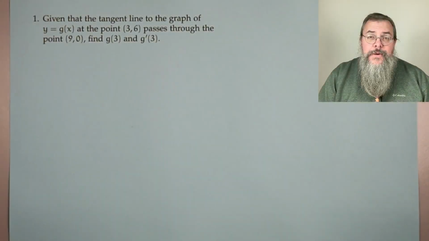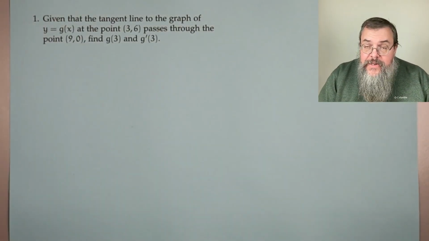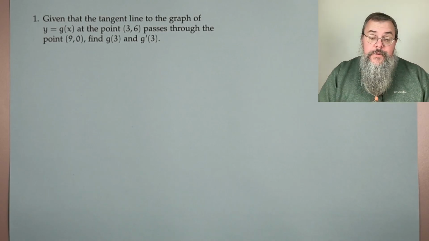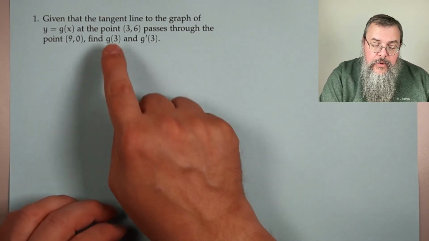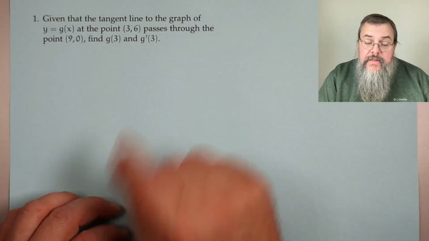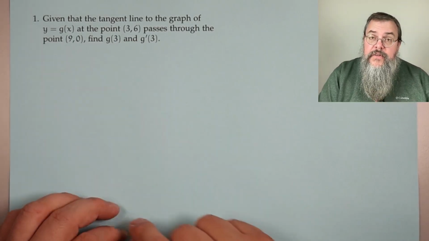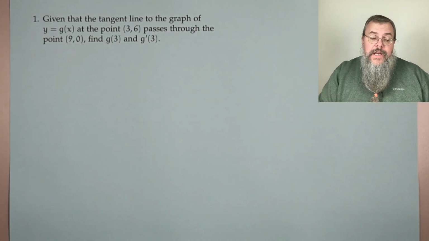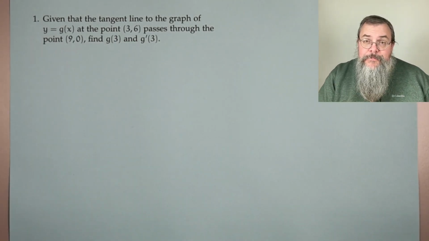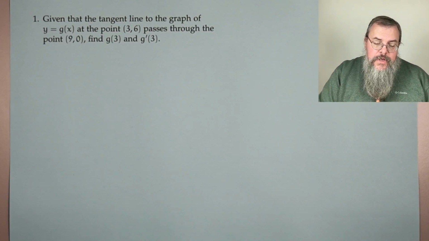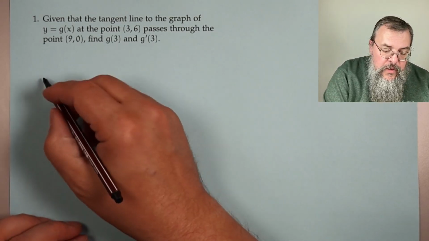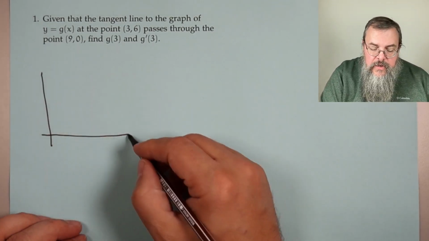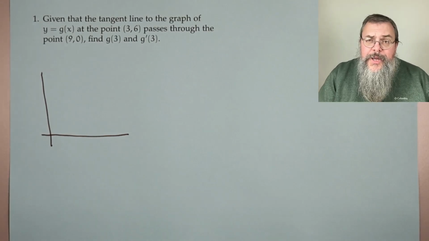All right, let's begin. Given that the tangent line to the graph of y equals g of x at the point (3, 6) passes through the point (9, 0), find g of 3 and g prime of 3. All right, so we can do a quick sketch here. We don't know what g of x looks like. We really know hardly anything at all.